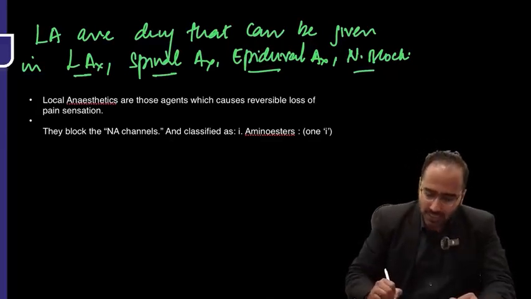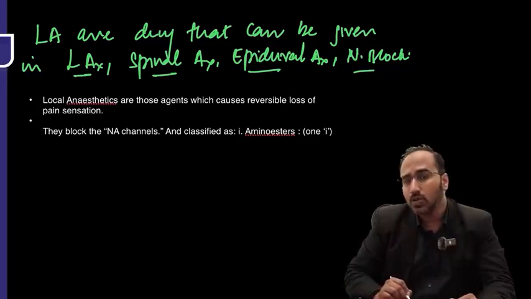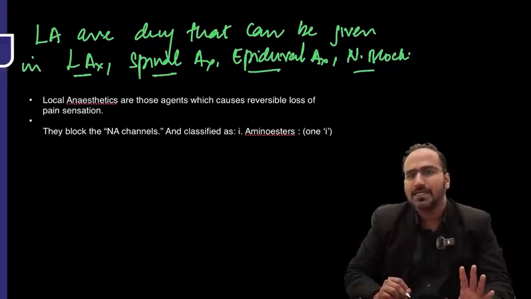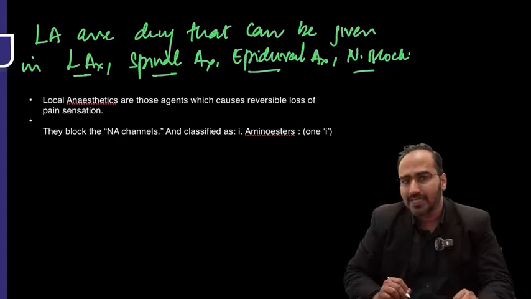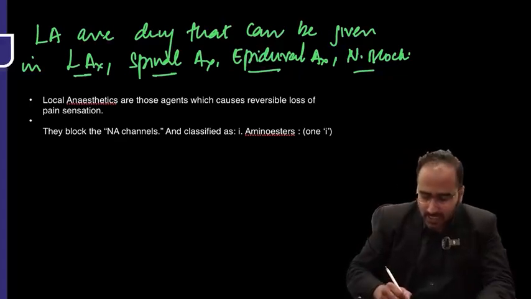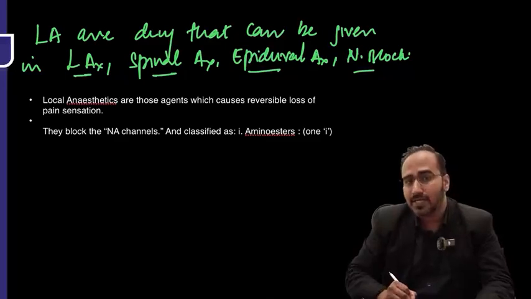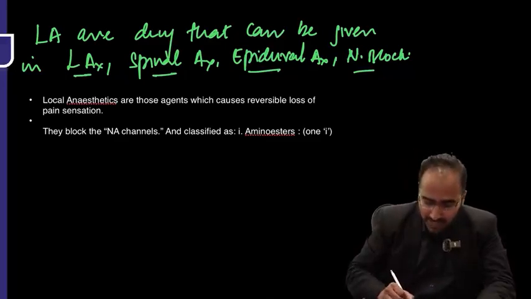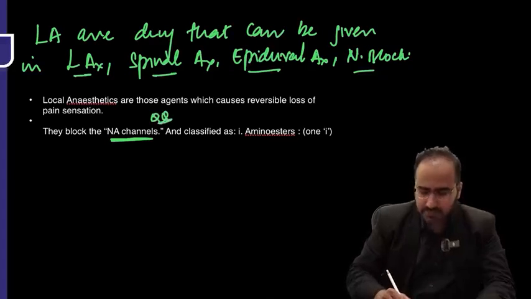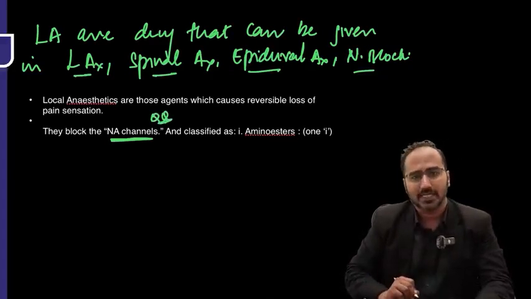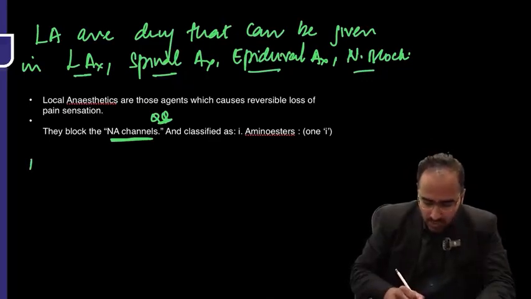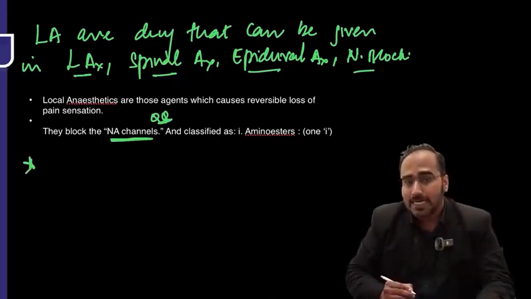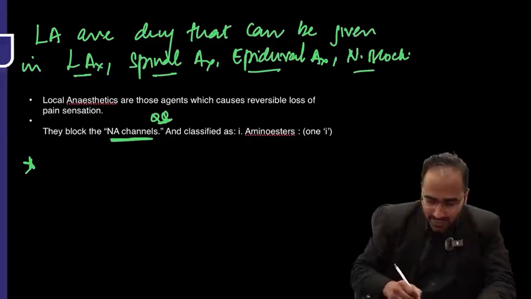Now guys, local anesthetic, what will they do? They will basically cause loss of pain sensation. But how? Where are they acting? Local anesthetics usually act on the nerve terminal by blocking what channels? By blocking the sodium channels. Okay?